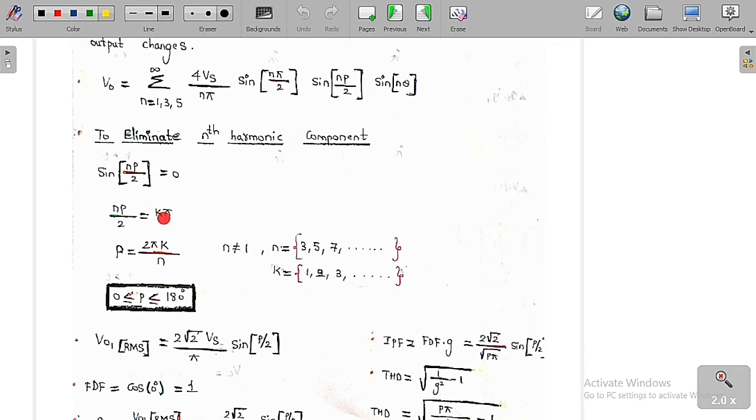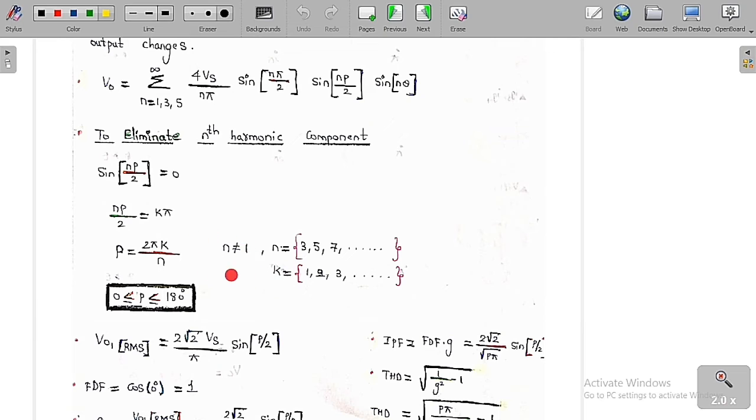So np by 2 is equal to k pi. Therefore p is equal to 2 pi k by n. So this is the pulse width. The p is going to lie between 0 to 180 degrees only. So n is not equal to 1, because the fundamental component will always be present. So n can be, except 1, the remaining values 3, 5, 7, 9, 11, 13 like that. Here k can be any value: 1, 2, 3 and so on.